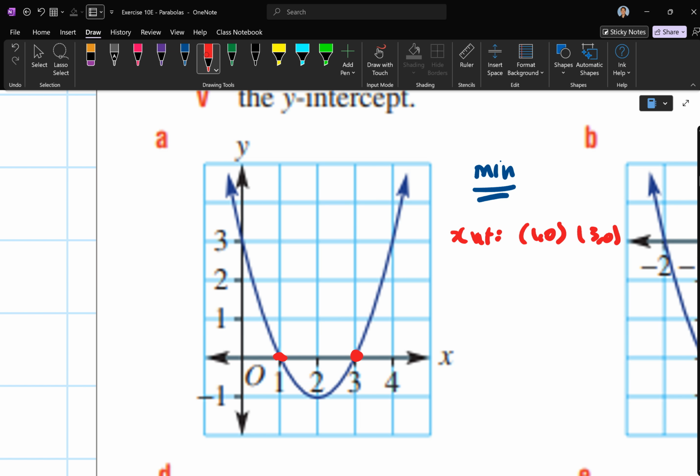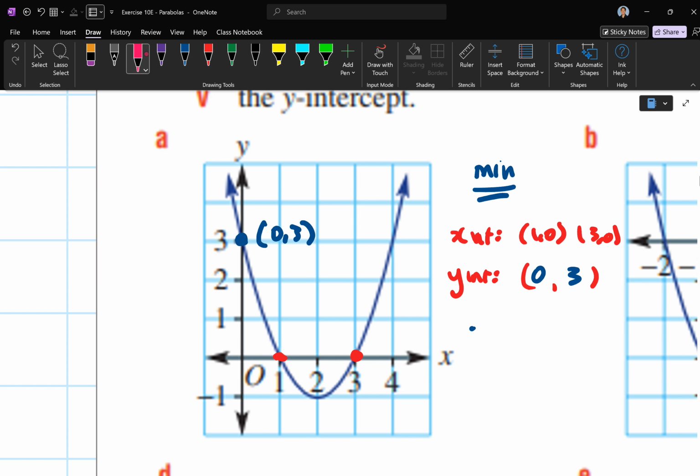What is my y-intercept? Let's go with Estella. Where does it cross the y-axis? Very good. It crosses at 0, 3. So here we say 0, 3. So we've got 2 points there, but we still need a turning point. What is the turning point? Let's go with Jaden. 2, -1, which is over here. This is your turning point. 2, -1.